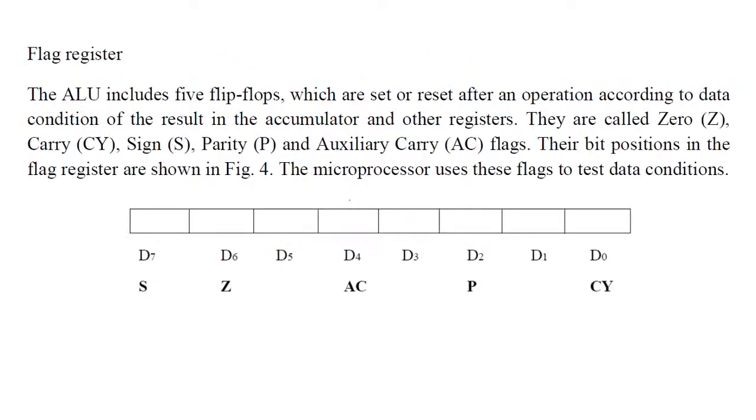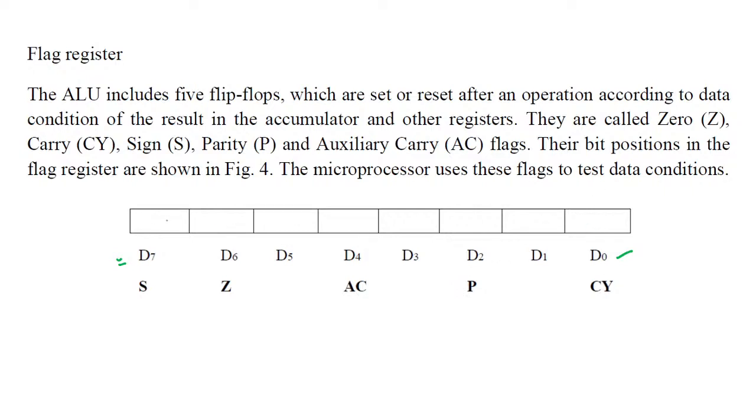Then we have a flag register, and it is really important to understand the position of each flag. We have an 8-bit register. This is bit number 0, and this is bit number 7. The sign flag is at bit number 7, the zero flag is at bit number 6, the auxiliary carry flag is at bit number 4, the parity flag is at bit number 2, and the carry flag is at bit number 0.